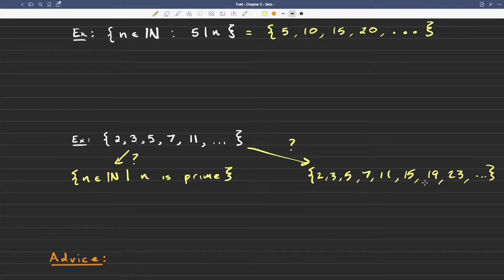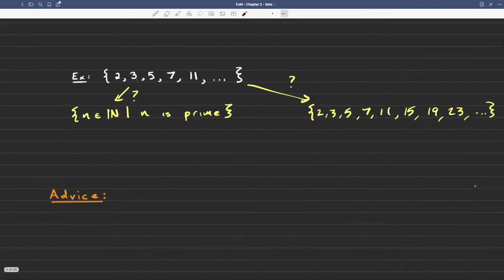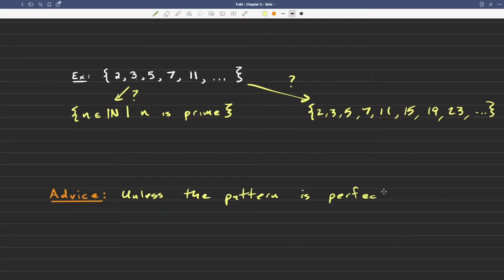If the pattern isn't 100% clear and without any chance of being messed up, then you should probably just use this notation. So this notation that I used here is perfectly clear about what elements I'm talking about. This one over here is still a little foggy. Who knows what that is? So that's the advice. Unless the pattern is perfectly clear, use set builder notation.